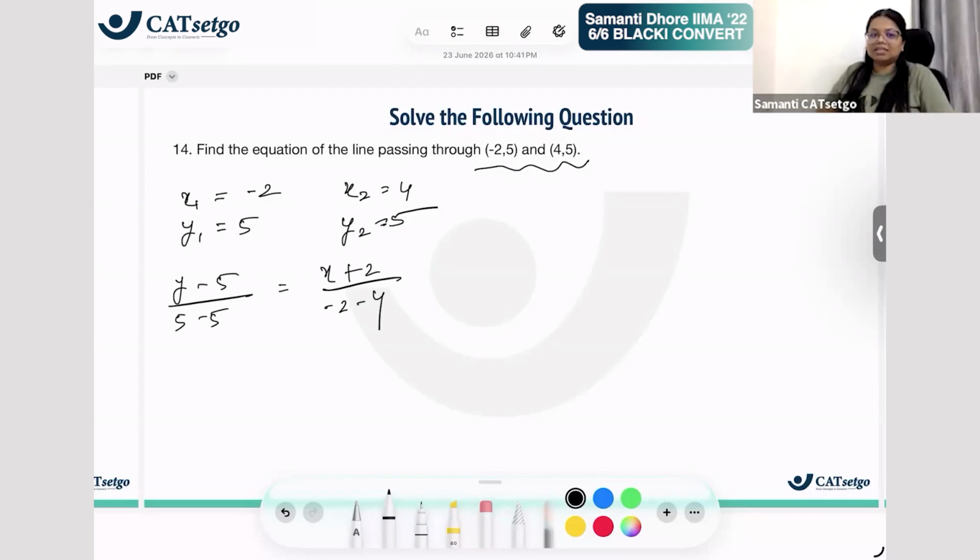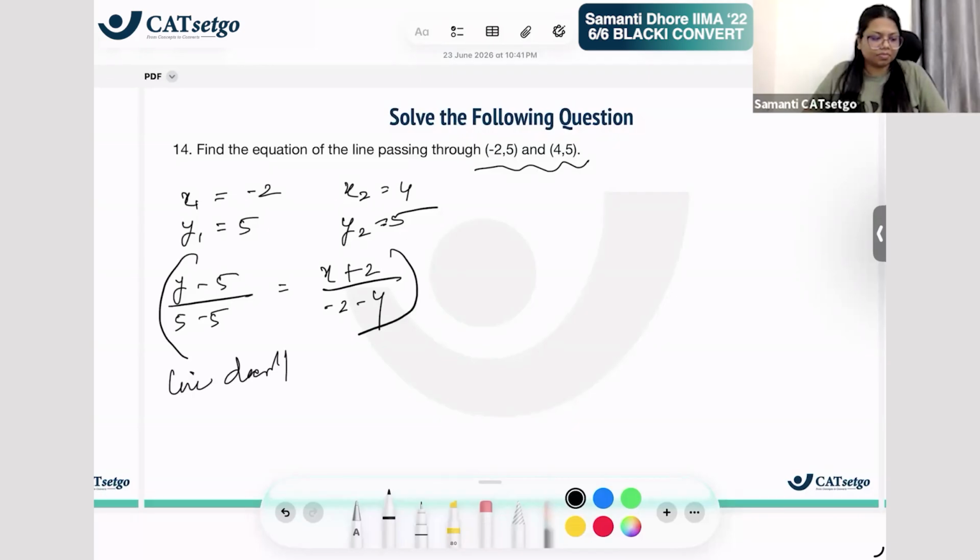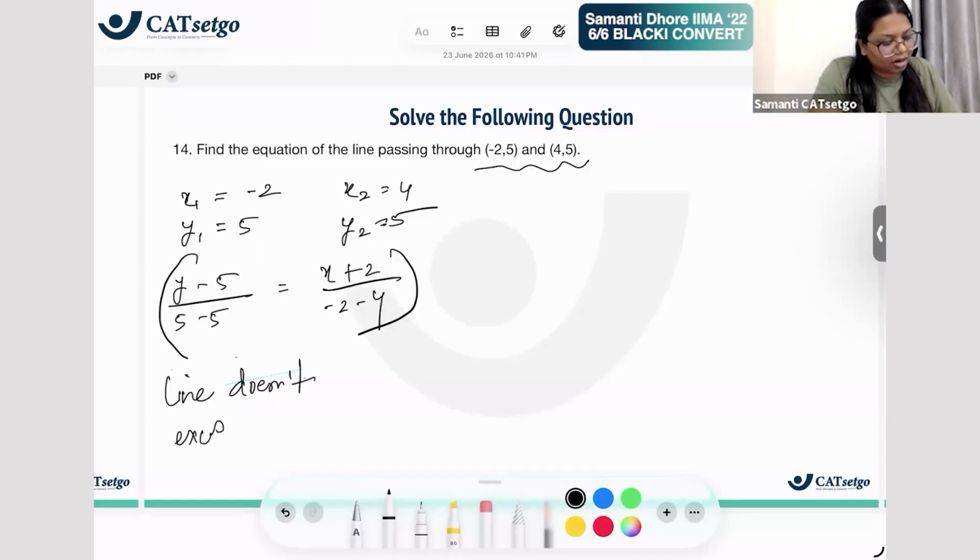Does it mean this line doesn't exist? Looks like it, because the denominator is 0, so the line doesn't exist. Is this what is happening here? I wrote this too messily, I'll look at these notes again later. Line doesn't exist? Is that the thing, or is it some other case?